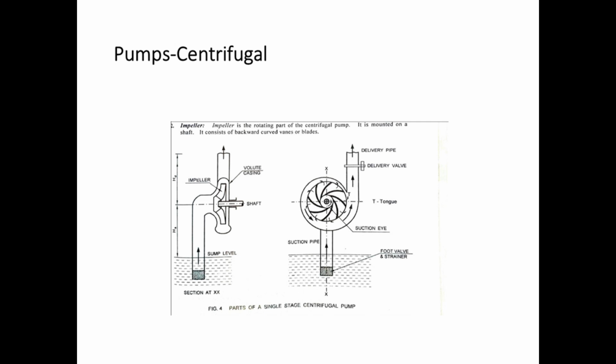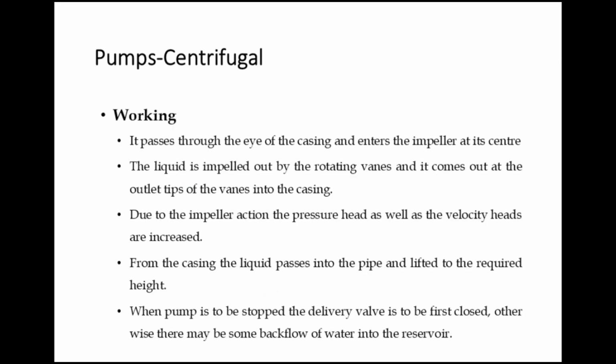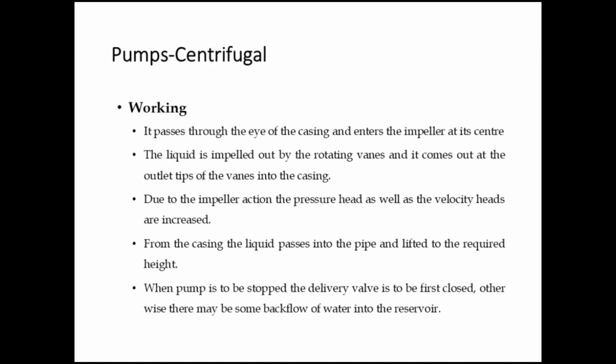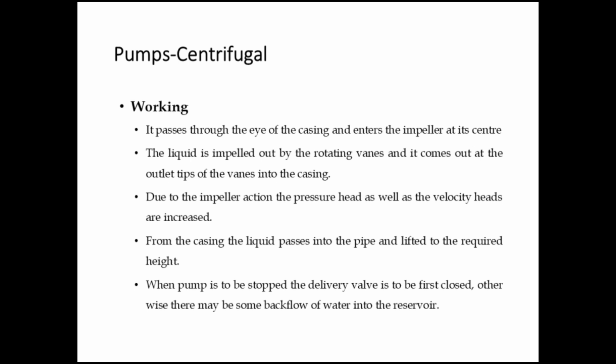Parts of a single stage centrifugal pump diagram are shown on this page. Centrifugal pump working. Liquid passes through the eye of the casing and enters the impeller at its center. The liquid is impelled out by the rotating vanes and comes out at the outlet tips of the vanes into the casing. Due to the impeller action, the pressure head as well as the velocity head are increased. From the casing, the liquid passes into the pipe and is lifted to the required height.